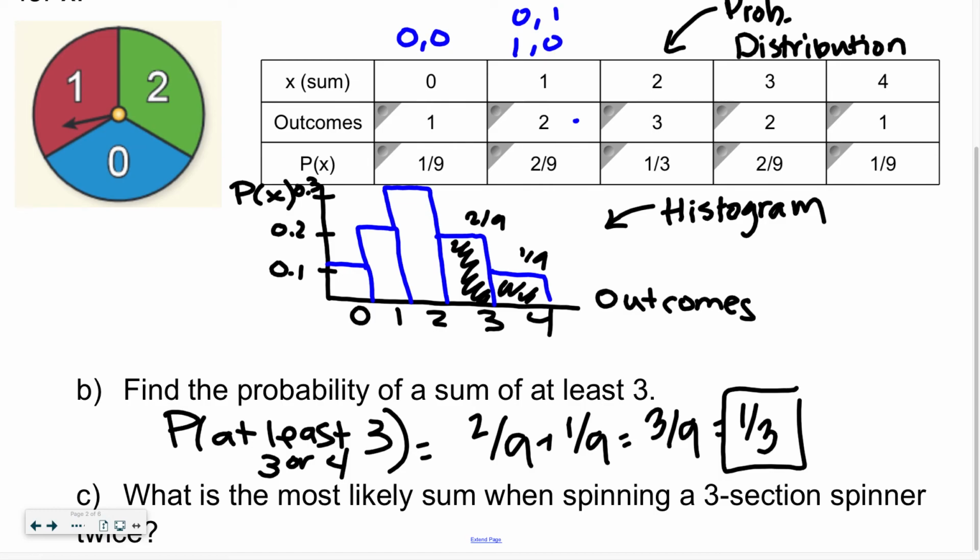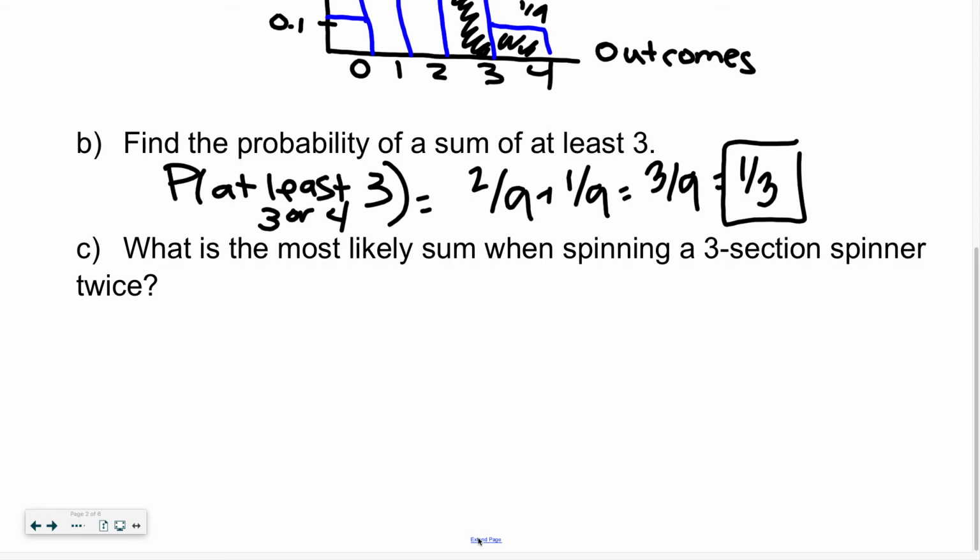And then letter C, what's the most likely sum? 2. Easy way to pick that out is looking at your histogram. It's the tallest bar, right? The tallest bar of the histogram is going to be the most likely outcome. So you should say something like 2. It has the highest bar. Which means it has the highest probability.